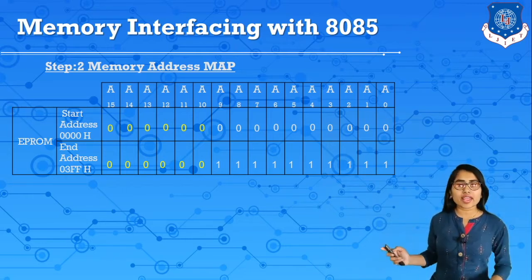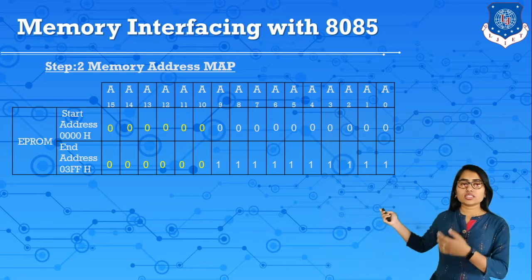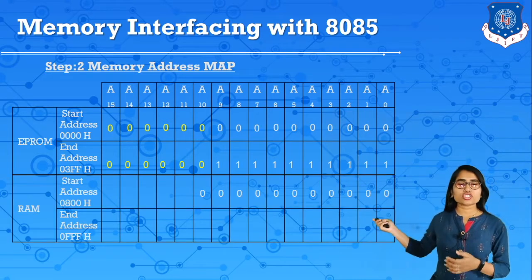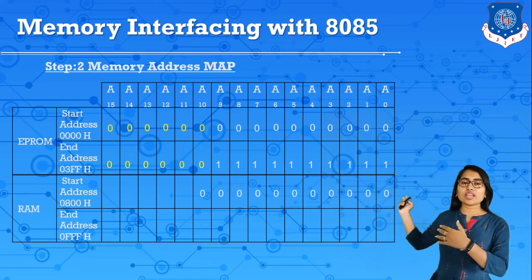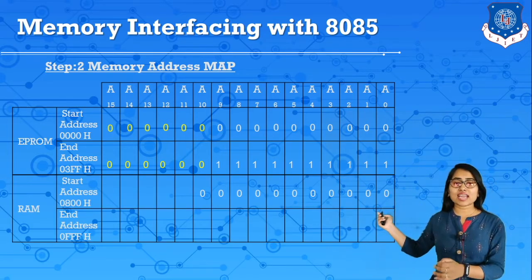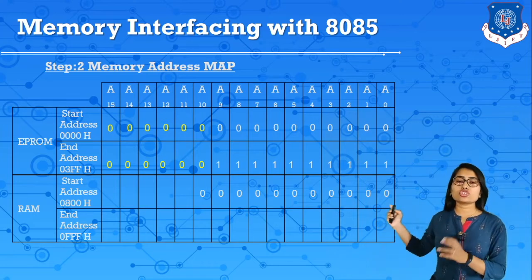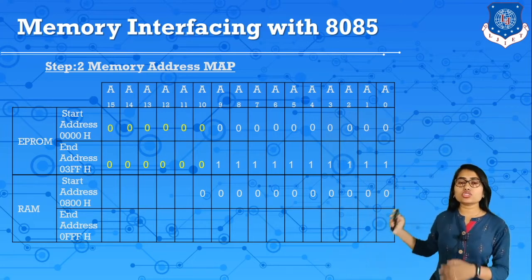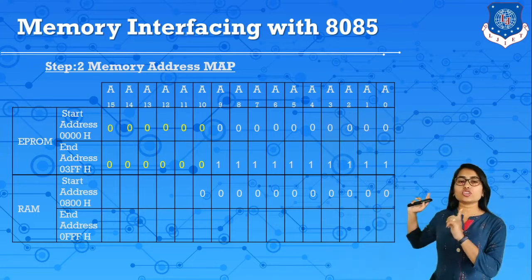Now for the RAM, we have this kind of structure. The maximum value of the RAM, with starting value 000, and for the RAM we have to use address lines starting from A0 to A10.